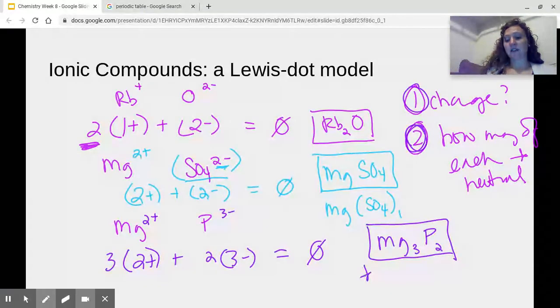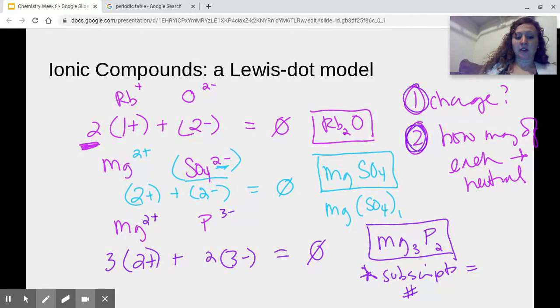One thing to be careful of is to make sure the subscripts represent the number of each atom or ion that is present, not the charge. We need 3 magnesiums, so our subscript for magnesium is going to be a 3, not a 2. The 2 is a charge, right? We drop the 2. Charges get dropped. Now it's a neutral compound. We're going to write the subscripts as the number of each we need.